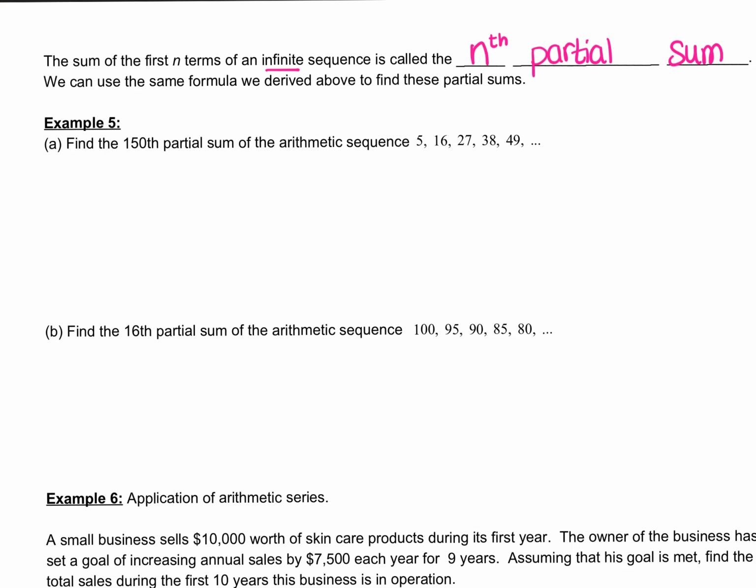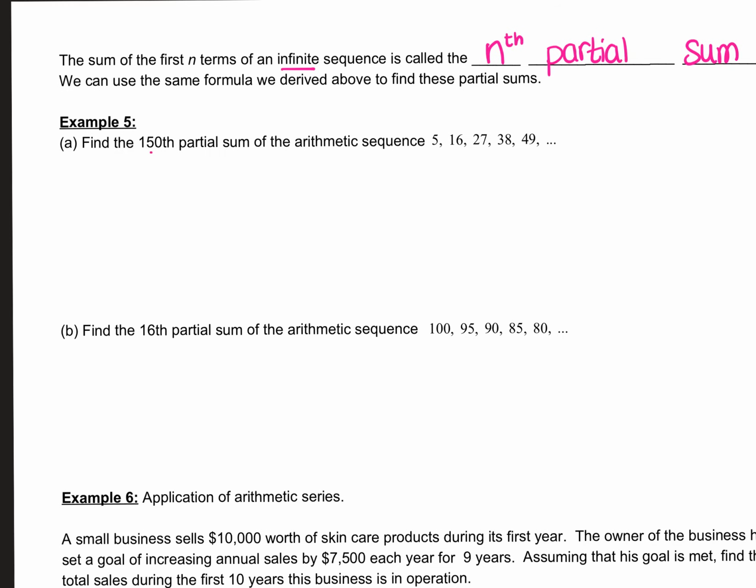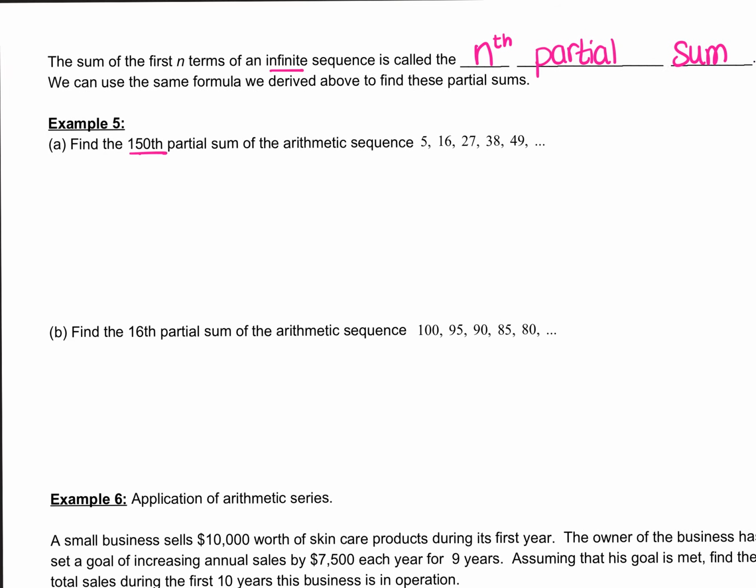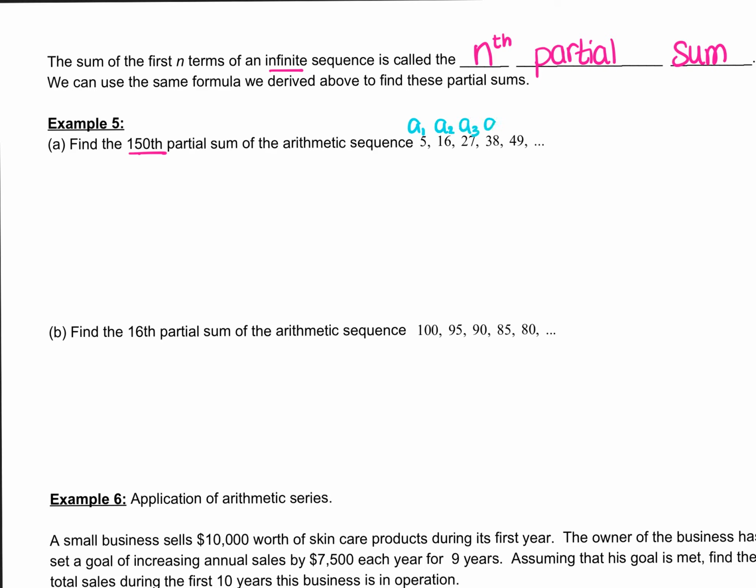The difference now is, though, we're going to have to do a little bit of work because we don't really have the 150th term in this situation, right? I mean, we have a few terms. We have our first term, our second term, our third term, and so on, but we only go up to our 5th term.